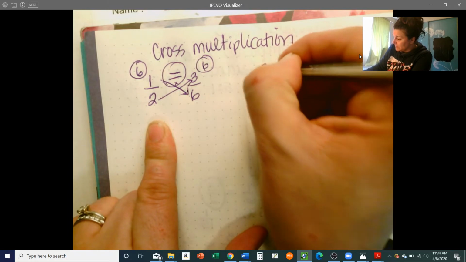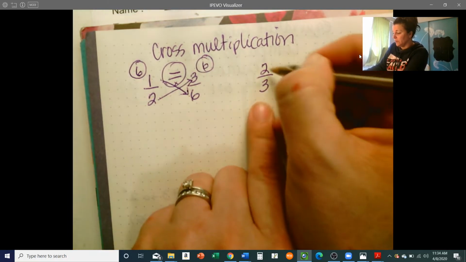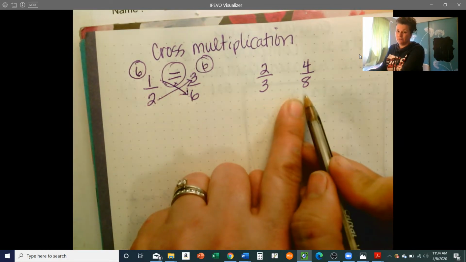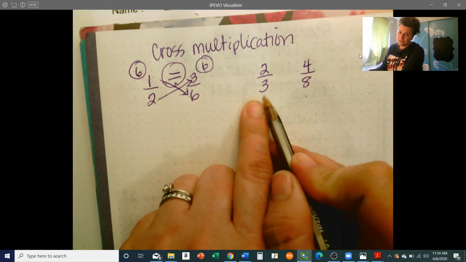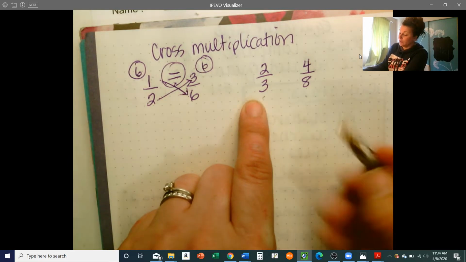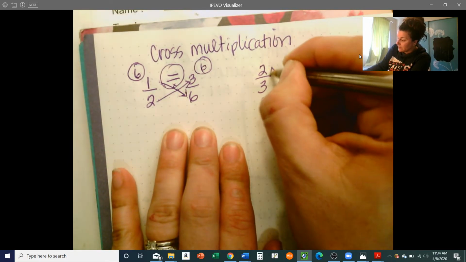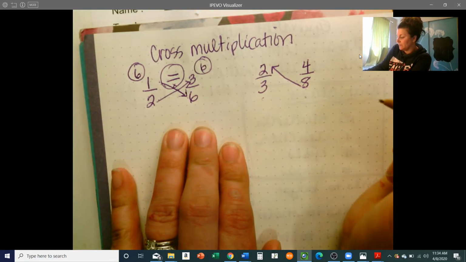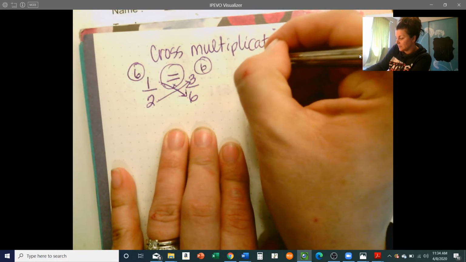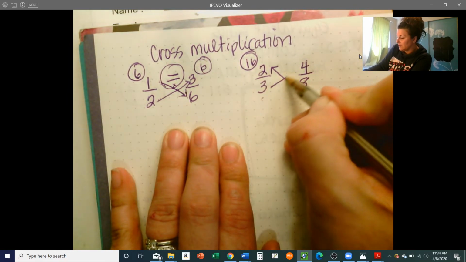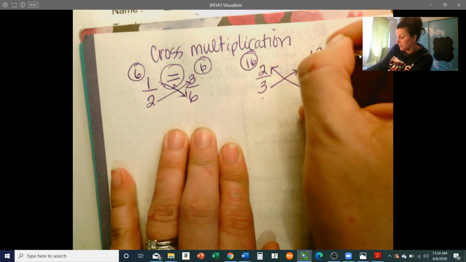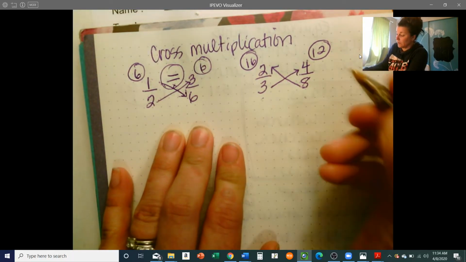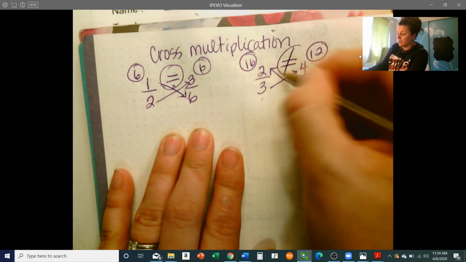Okay, now let's take something that I know is not true, like 2/3 and 4/8. 4/8 is a half, and 2/3 is not a half. So when I multiply these two together, 2 times 8 is 16. 3 times 4 is 12. Are those two the same? No, 16 and 12 are not the same. So those are not equal.